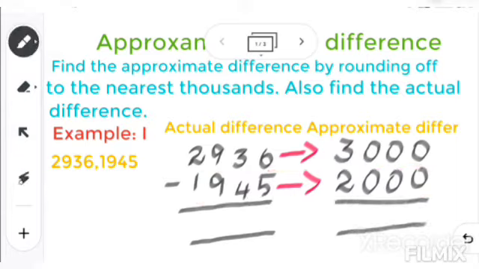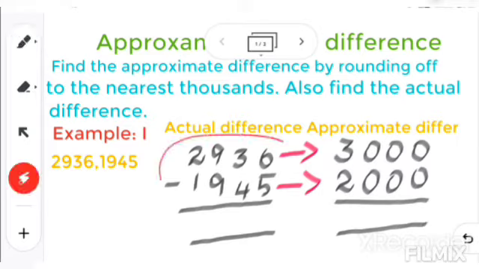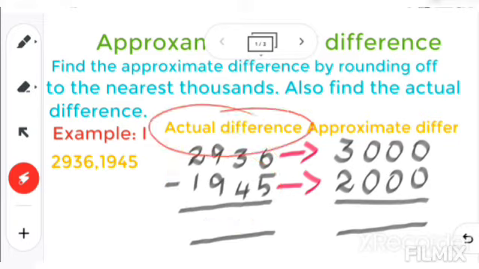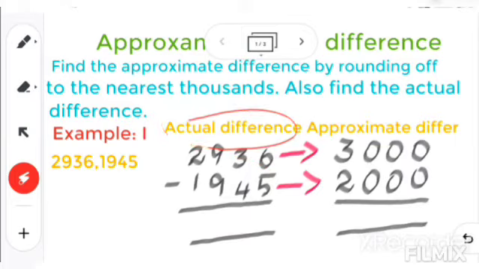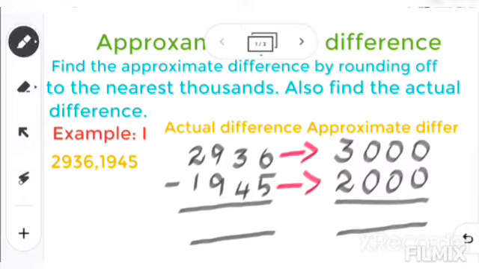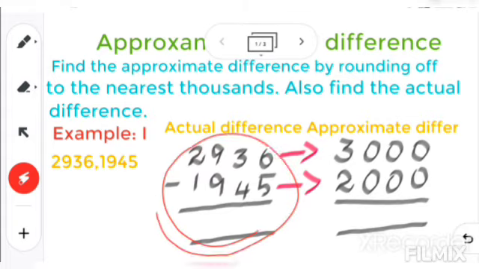Okay, so see here, this is the actual number and this is the rounded off number. Now if you find the difference, this is called the approximate difference, and here when you find the difference, that is called the actual difference. From the original number, if you find the difference, it is called the actual difference. From the rounded off number, if you find the difference, it is called the approximate difference. Okay, so first let's find the actual difference. Here the actual difference we will find with the original number.